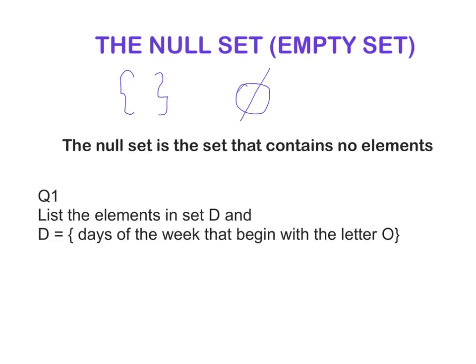And what does it mean? That means the null set is the set that contains no elements. No elements. So take it down, please, and let's do the first question.